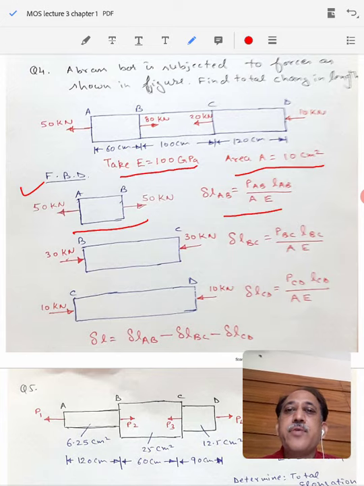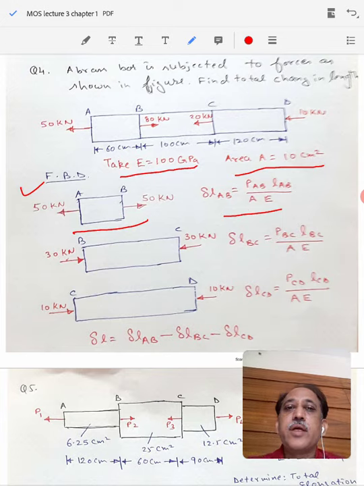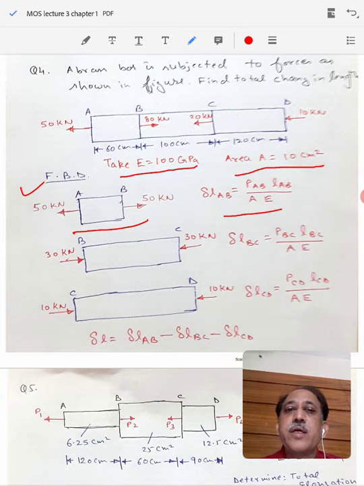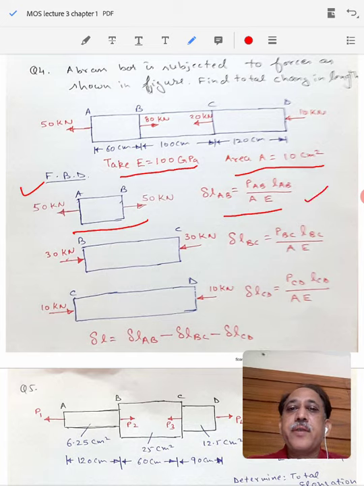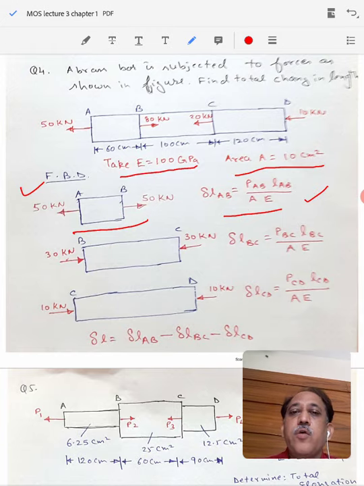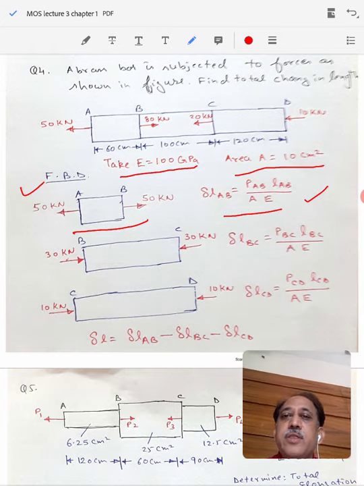The length of the bar is given as 60 centimeter, so you can convert it to meters by 60 into 10 to the power minus 2. The area is already given to you as 10 centimeter square, convert it into meter square and put the value of modulus of elasticity E as 100 into 10 to the power 9 Newton per meter square. So once you have done it, you can calculate the elongation of the bar section AB in meters using this formula.